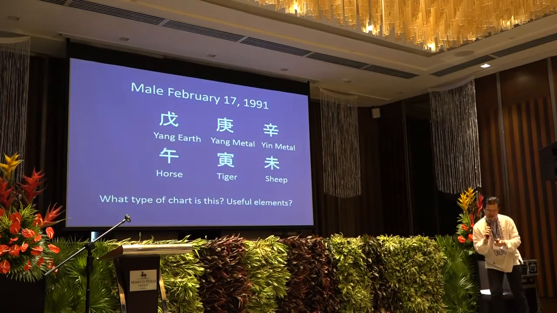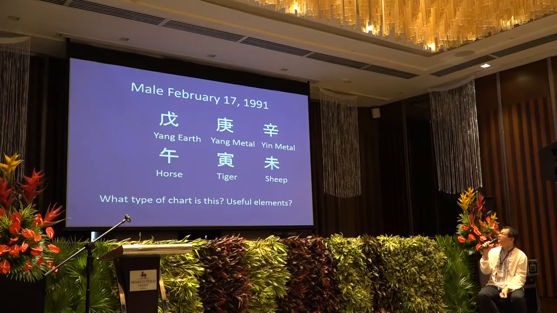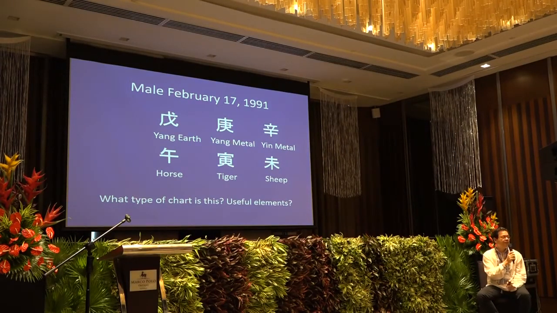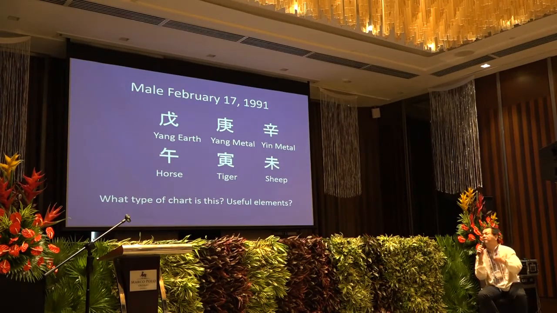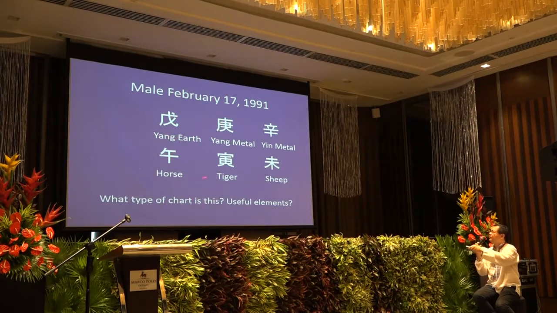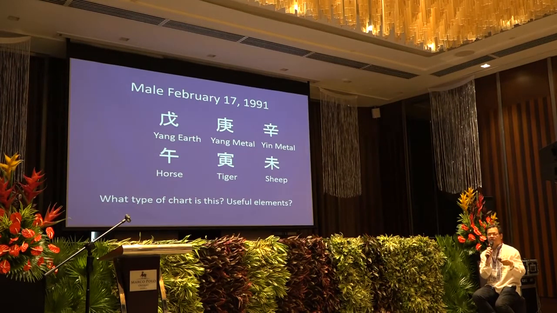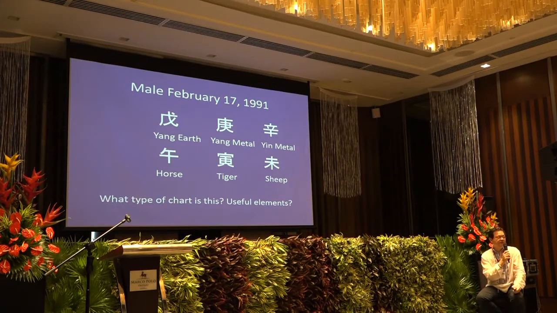Okay, let's have a look at a man. February 17, 1991. So once again, we ask ourselves, what type of chart is this and what are the useful elements? As I said, look at the branches. We see a tiger and a horse. So looking at the 4th line of page 2, this is a fire combination, right? So here's a partial 3-harmony fire combination.